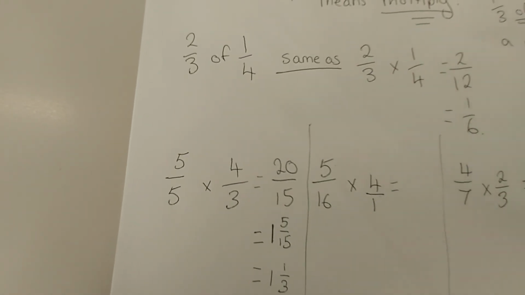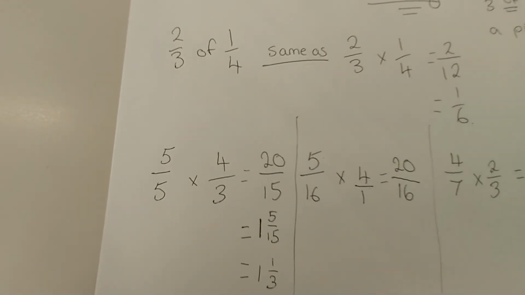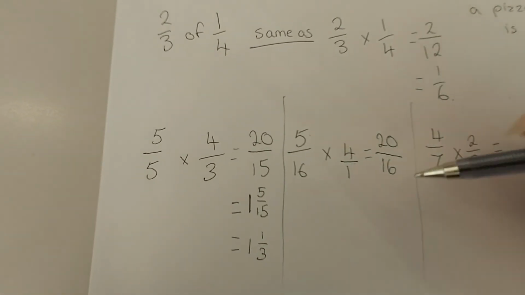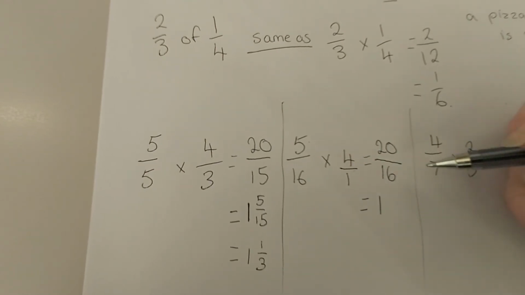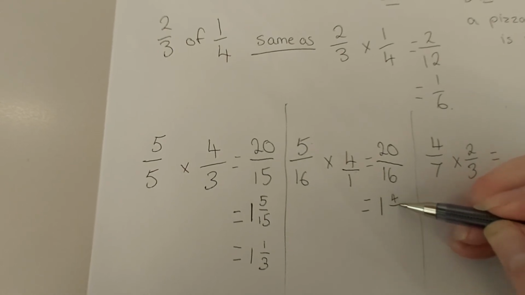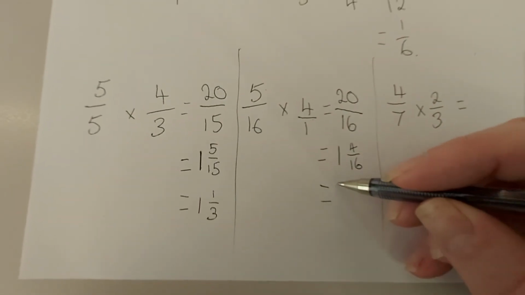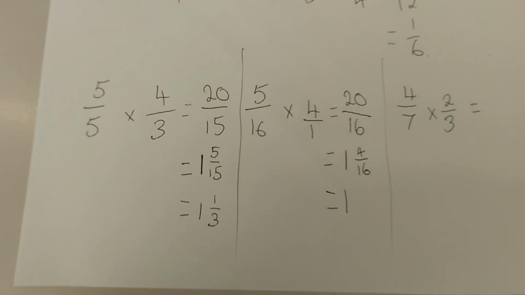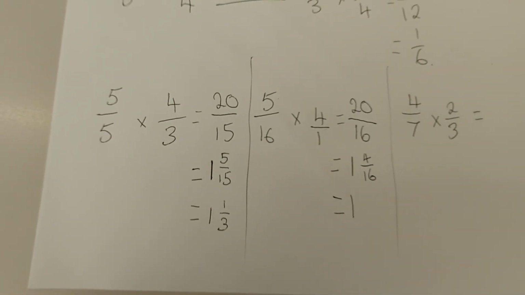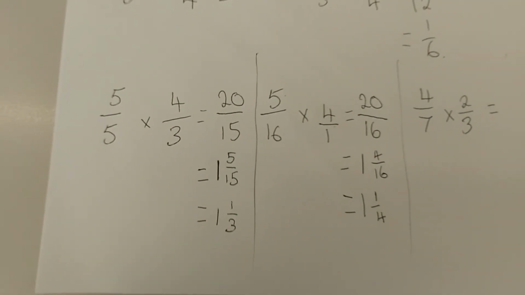So 5 times 4 is going to be 20. 1 times 16 is 16. Now we've got the same issue that we had here. How can we cancel this down? We know that 16 over 16 gives us 1. And how many did I have left after that? I've got 4 left after I take away 16, so 4 over 16. Can I cancel that down any further? Yes, I can. So 4, how many times does 4 go into 16? 2 4s are 8, 3 4s are 12, 4 4s are 16. So that's the same as 1 and 1/4.